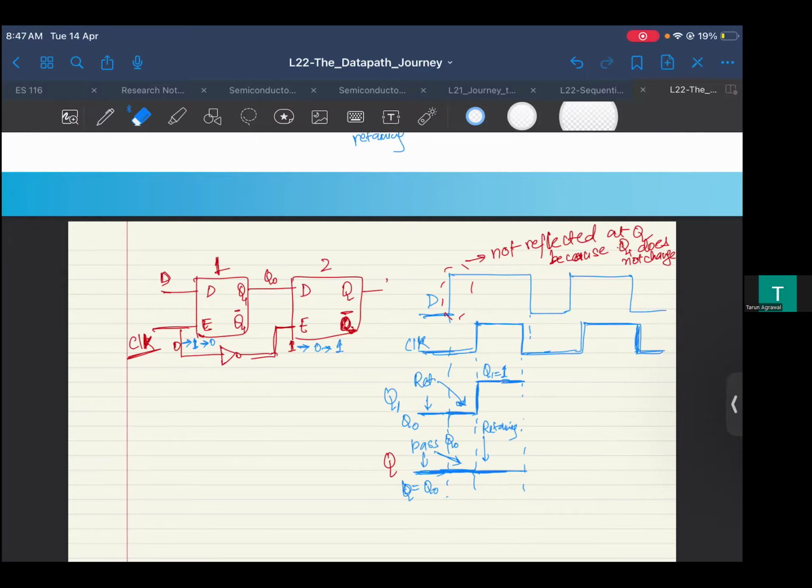Now when the clock comes back, this is the period, let me draw it with the red line. So when the clock comes back, or enable becomes 0, the first latch will go into retaining, meaning it's just going to retain whatever your input is. What is happening to the second one? That is interesting. Because now it sees that Q1 has become 1, it would go, oh, I have to change also, and it would change to 1.